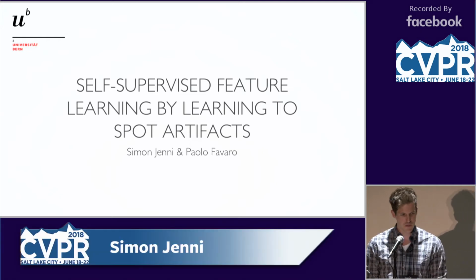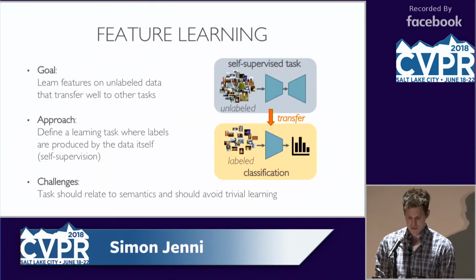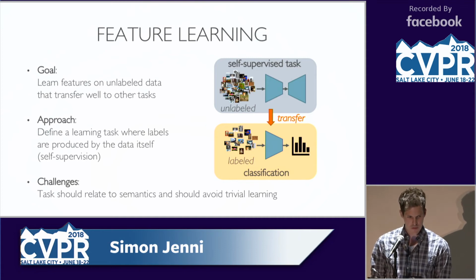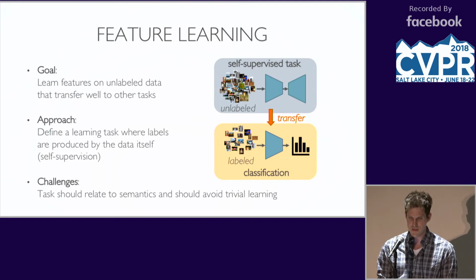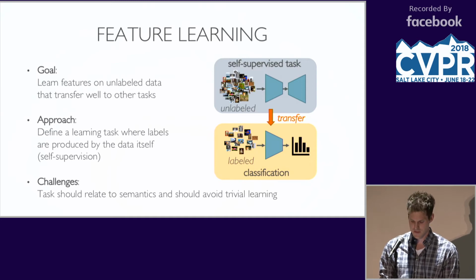The main goal of our work is to learn good image representations from images without any manual annotation. These representations can then be transferred to other tasks, such as classification or detection on smaller datasets with labels. Our approach is to define a new learning task. Rather than using manual annotation, the labels are generated from the data itself and therefore come for free. This approach is called self-supervised learning.